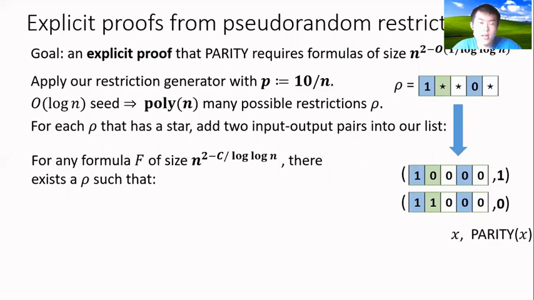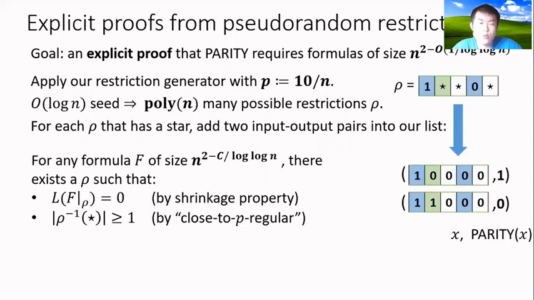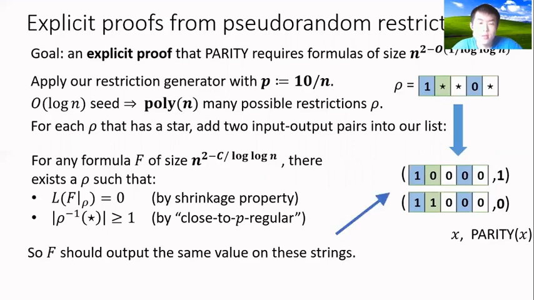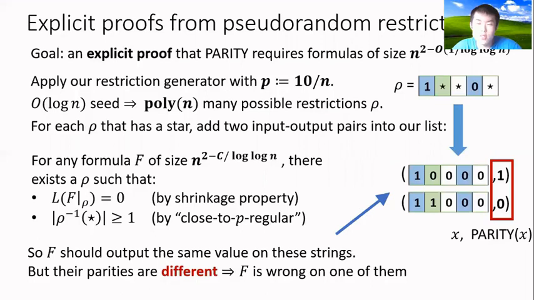Now let's look at any formula f of sub-quadratic size, and we know that our restriction generator can simplify a formula by roughly a p-squared factor. So we can show that there exists a rho printed by our generator such that under rho, the formula f shrinks to the trivial formula of size 0. So it can only output a constant value. And there exists at least one star in the restriction rho. Now let's look at these two strings derived from this particular rho. We know that f should output the same value on these two strings because f is a trivial formula. But these two strings have different parities. So we know that f is wrong on one of them. So this is an explicit proof that f cannot compute parity.